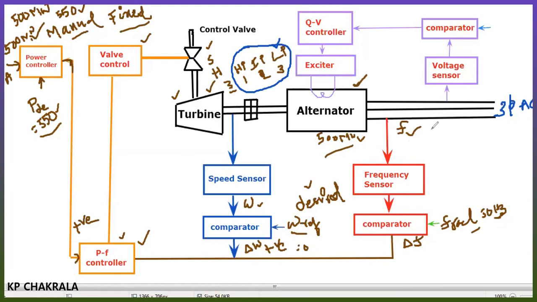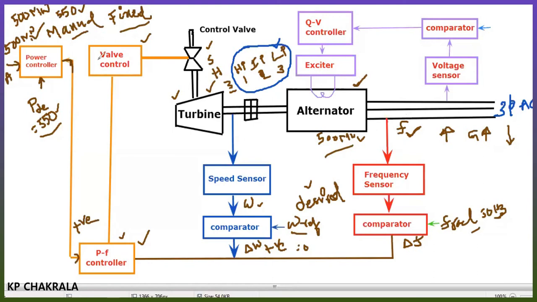So how is it maintained as a constant? The generation and load will be matched. If both are matched, then the frequency will be constant. If the frequency rises, if the frequency is increased, then what will happen? What does it mean? That means generation is more than the demand. At that condition you have to decrease the generation. So the turbine input will be decreased, so that the output of the alternator will be decreased, so that it will match with the load, so that we can maintain the frequency as a constant.